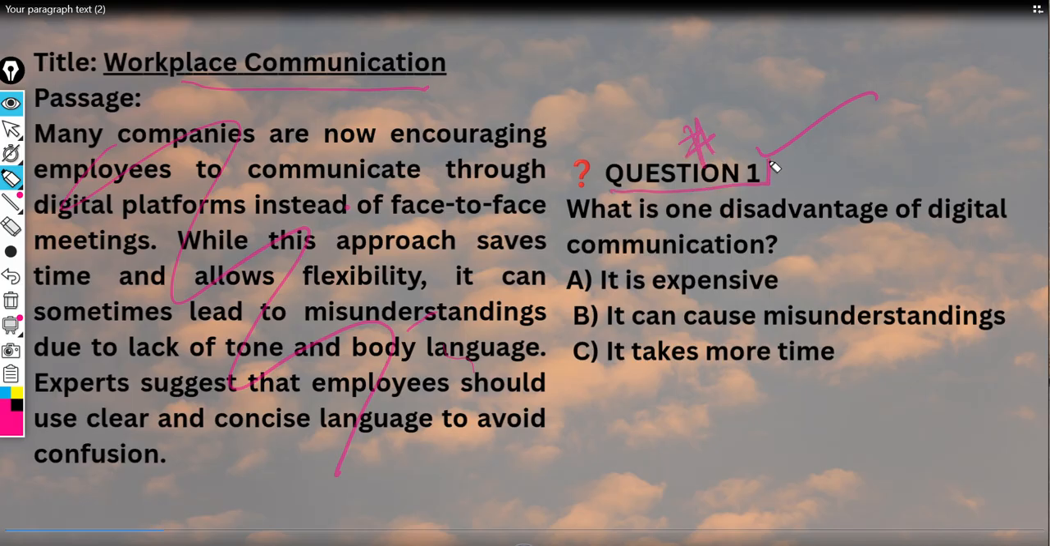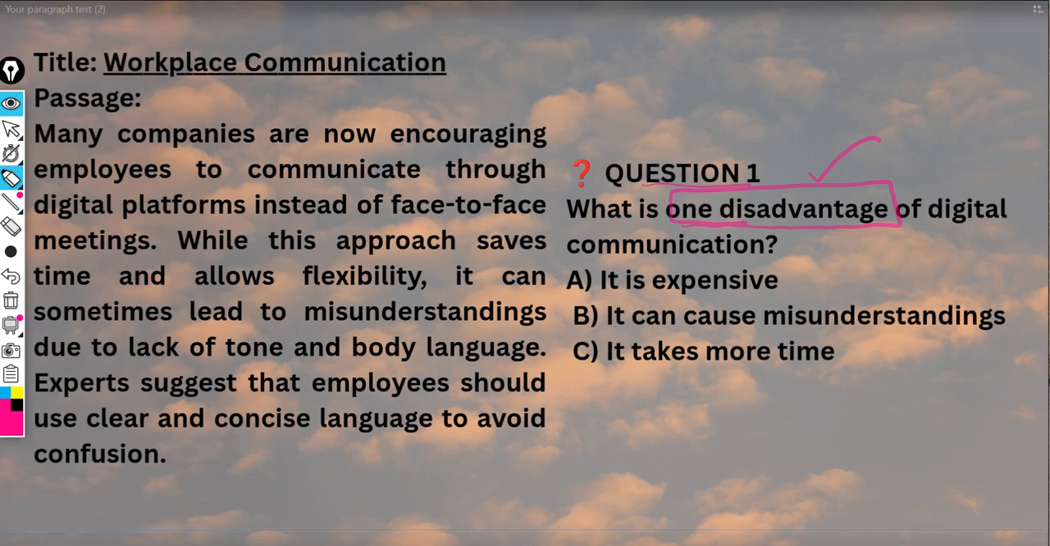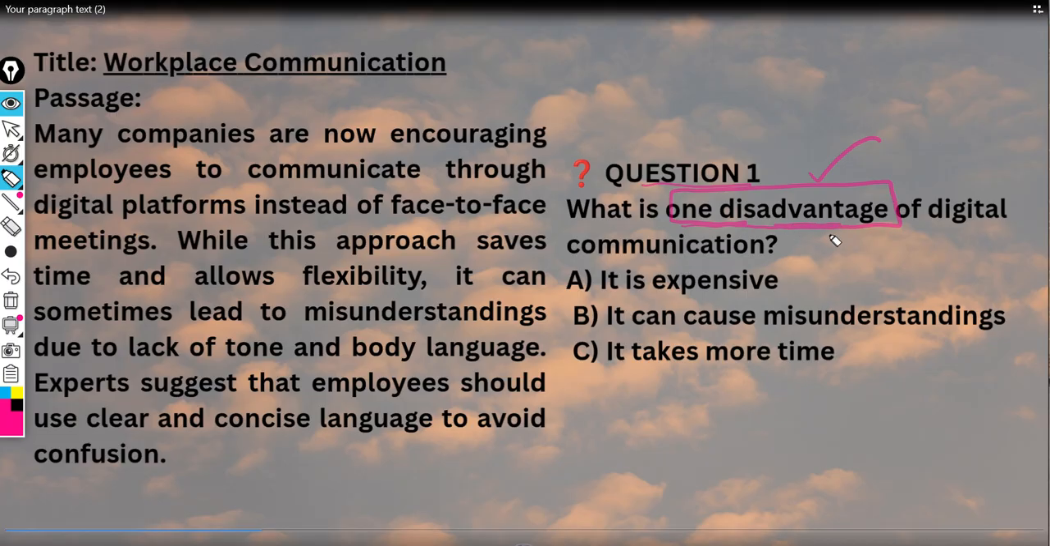Question number 1. What is one disadvantage of digital communication? Step 2 is not to read the options along with it. We will rather look for the keywords in the text. Keywords from the question: disadvantage of digital communication. Of course, the entire text is about digital communication, so I will not pick it up as my keyword. I may get distracted. I'd rather choose disadvantage as my keyword.